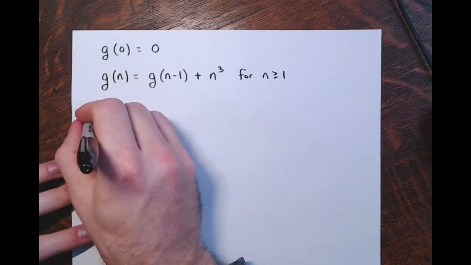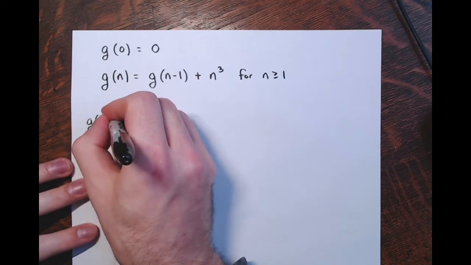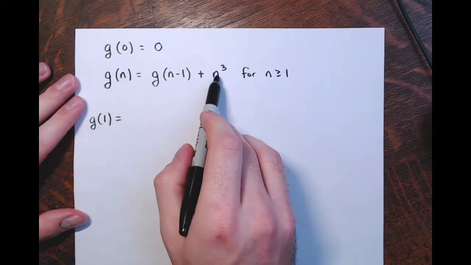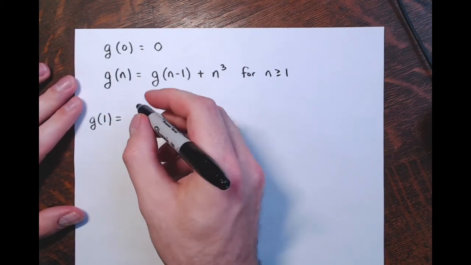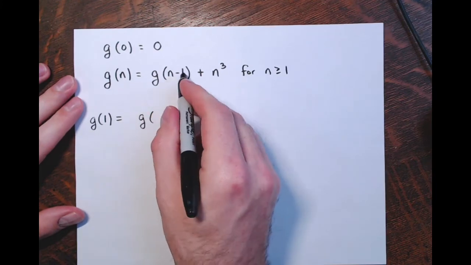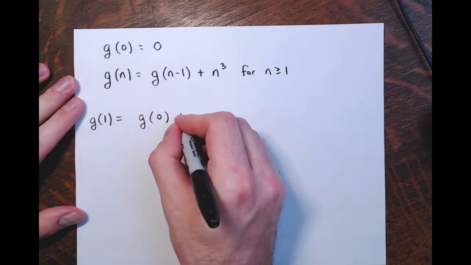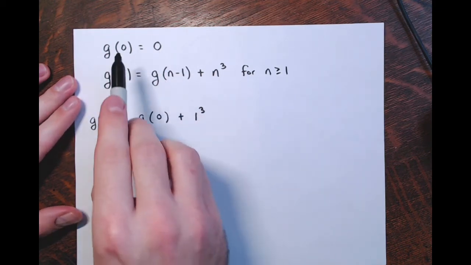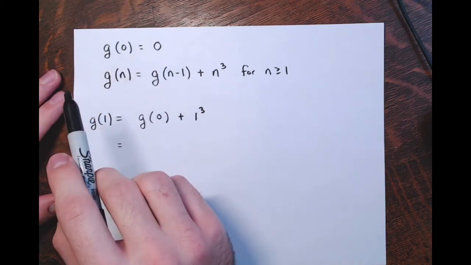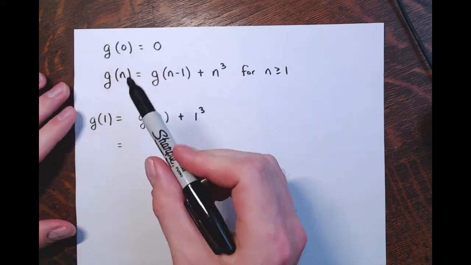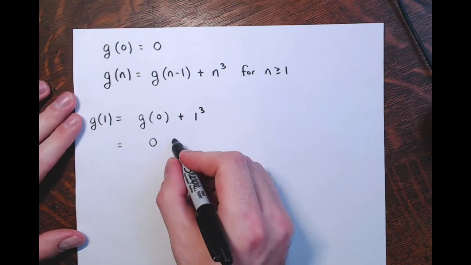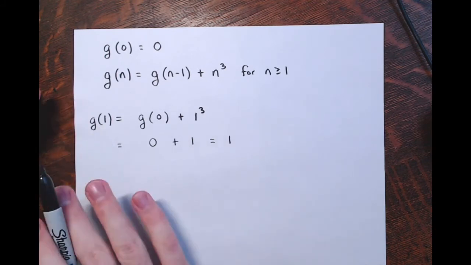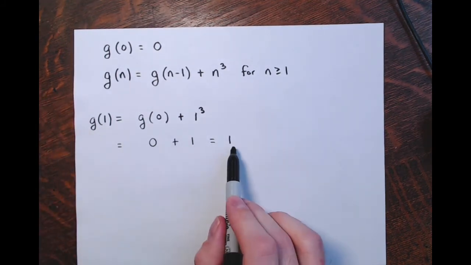We have g of 0, and then we can go for n equals 1. Plug in 1 for n. My input's 1 now. Just replace n with 1 throughout this. That's just this rule here. So it'd be g of, and then 1 minus 1 is 0, plus 1 cubed. And we were told in this basis up here, base case, whatever you want to call it, g of 0 is 0. So the value of g at 0 is 0, and then 1 cubed is 1, 0 plus 1 is 1. So the value of this function g when the input is 1 is 1.